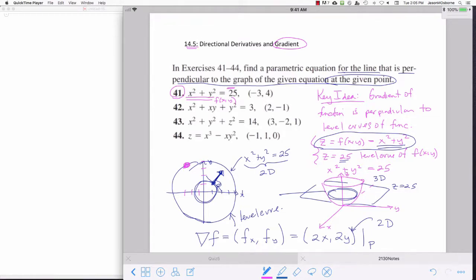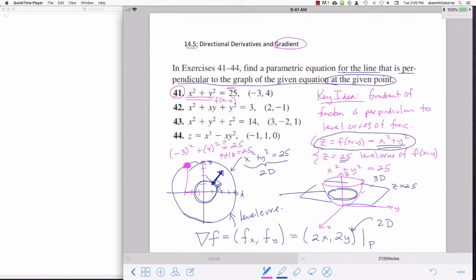Okay. That point, I think, is on this level curve. Is that true? It is, because 9 plus 16 is equal to 25. So that's why this picture worked out nicely. You go negative 3 steps and then 4 steps, and you are on that level curve.